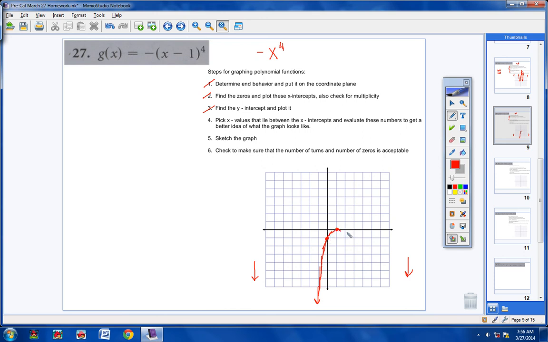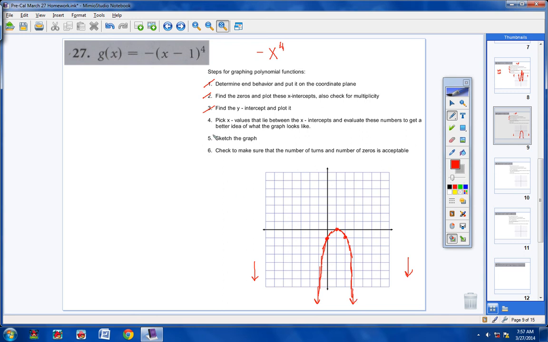Now I'm going to see what the graph's doing at 2, 3, and 4 on my table of values, very quickly. And it's like I thought. 2 is at negative 1, and then 3 is negative 16, 4 is negative 81, so it's definitely shooting straight down. So it's basically like a parabola. Okay, so there we go.